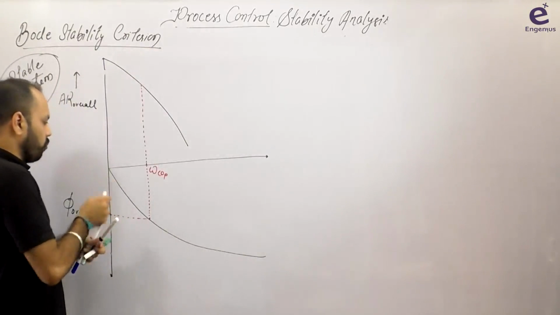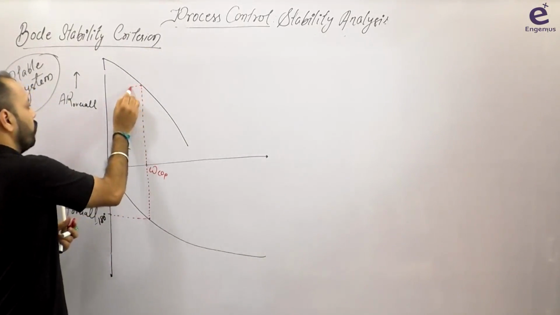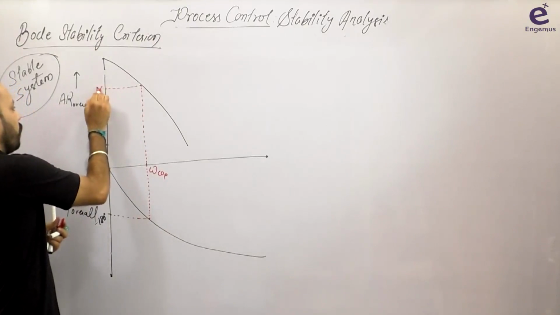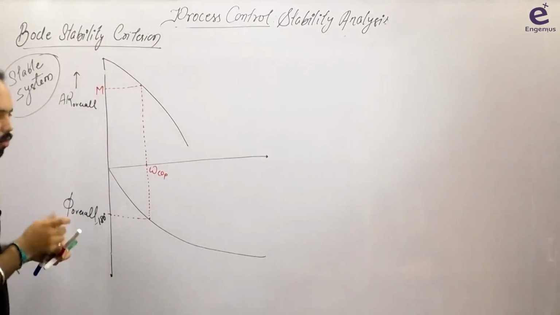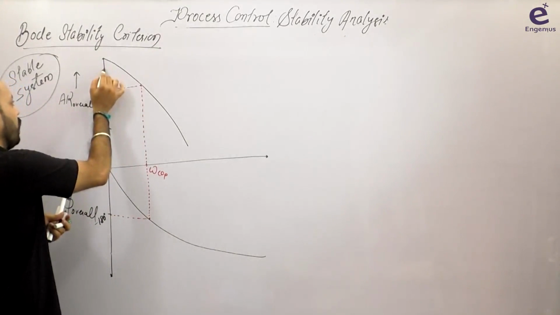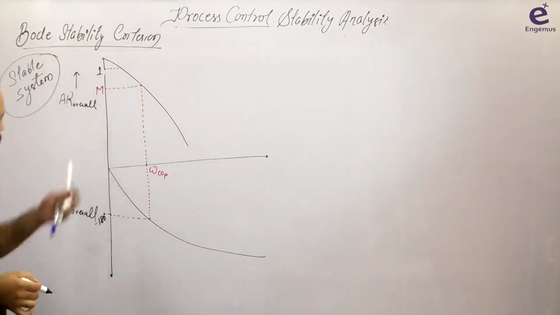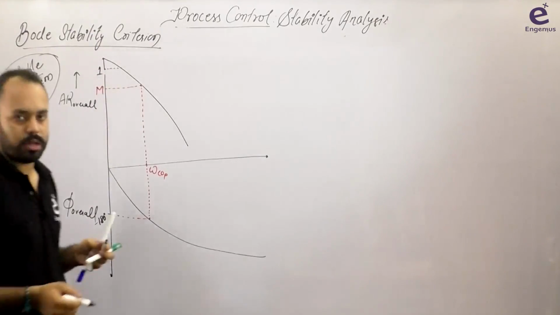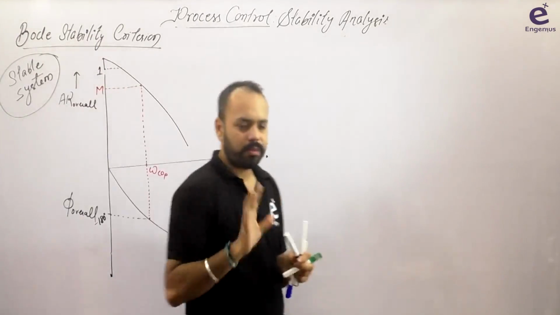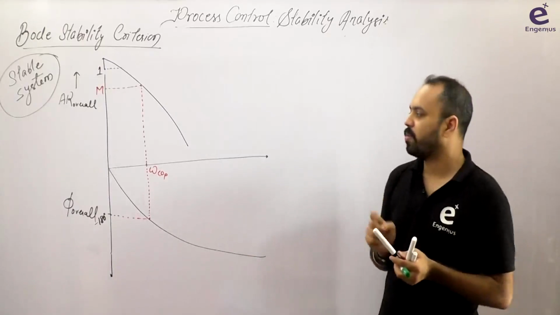So at the phase crossover frequency, the value of AR overall is called, what did we call it? We call it M. If this M is less than 1, so where is 1? Let me make 1. 1 पहले से ही रहेगा, ऐसा नहीं कि मैं बाद में 1 बनाऊंगा. Suppose this value is 1. So if this M is less than 1, which is the case here, the system is said to be stable. So obviously, this plot here, the Bode plot, represents a stable system. So this is a stable system.